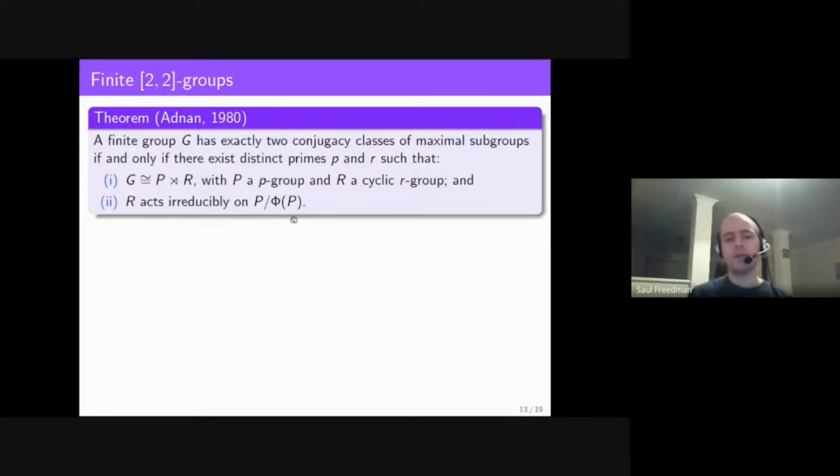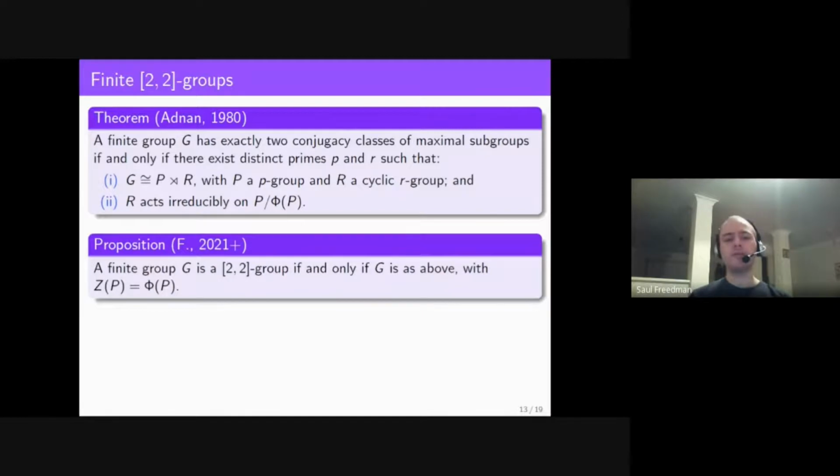Okay, so now that we have this theorem, I won't prove this result here, but we can show that a finite group G is a 2-2 group if and only if G is as above. In other words, it has exactly two conjugacy classes of maximal subgroups, and we also need the center of P to be equal to the Frattini subgroup. So now, indeed, let's look at an infinite family of examples of 2-2 groups.